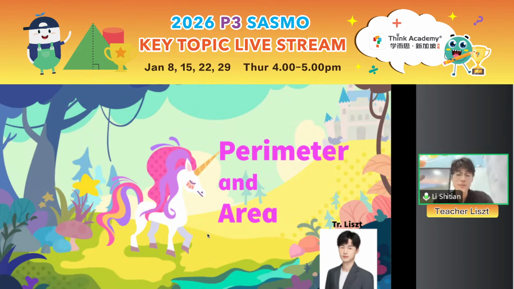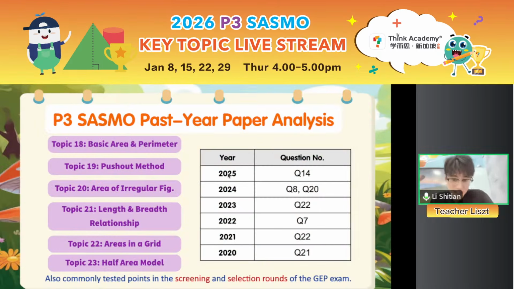So let's go. Back to today's course. Today's topic is called the parameter and area. Why do I need to teach you guys the parameter and area? Let's see. In the past 6 years, from 2020 to 2025, every Sasmo has contained the topic of area and parameter, which means it is very, very important. If you can learn today's topic perfectly, you can probably get the score in Sasmo, right? So now, let's go.